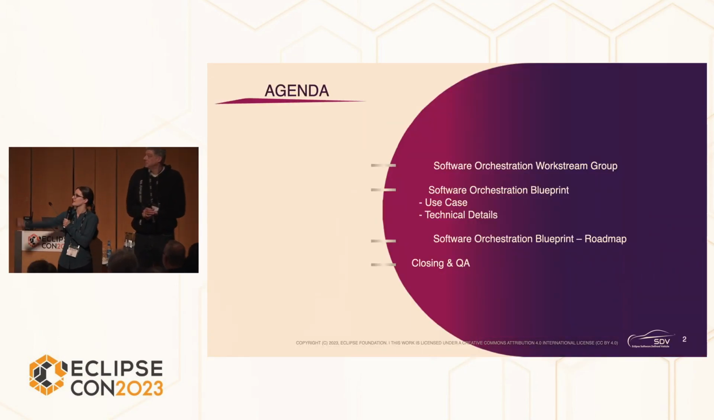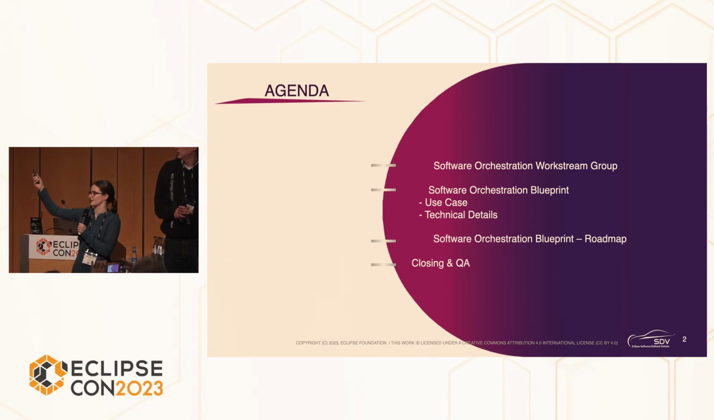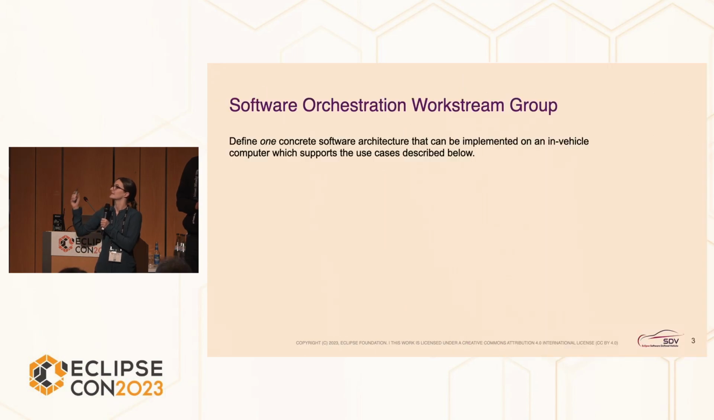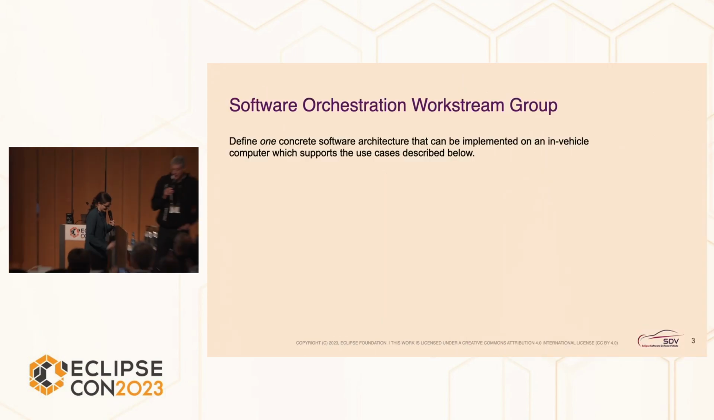So we're going to talk about these topics: software orchestration in general and the workstream group, our new blueprint, then the roadmap ahead for the blueprint, and closing and Q&A. So to kick us off, I'll pass to Holger.